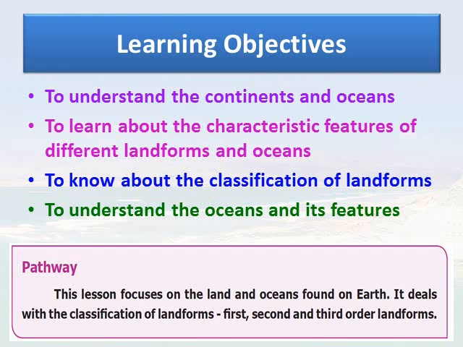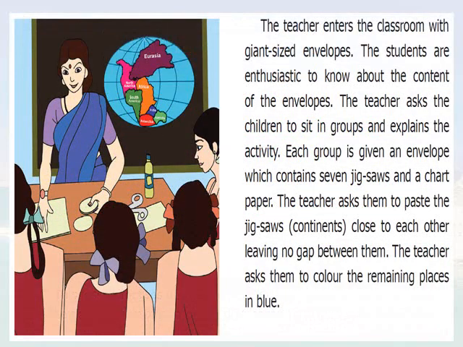Dear children, this lesson focuses on the land and oceans found on Earth. It deals with the classification of landforms, first, second, and third order landforms. This lesson is set up in a classroom environment. You can see what the teacher and children are doing.